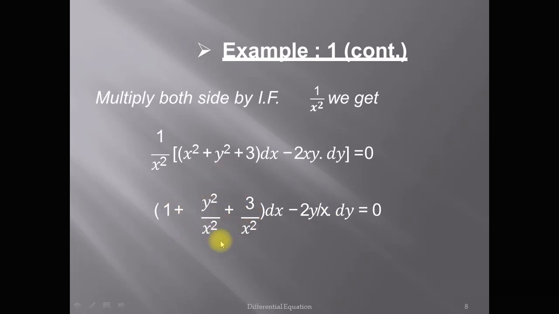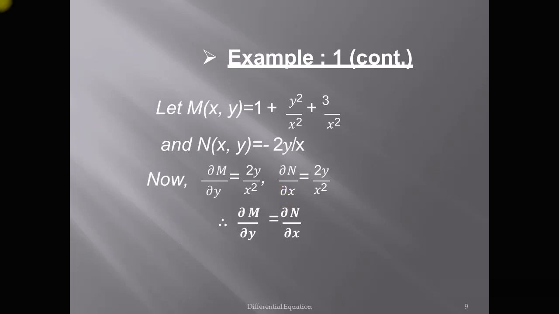Now again consider this is equal to m and this is equal to n to check whether this differential equation is now exact or not exact. The given differential equation was not exact, but after multiplying the integrating factor to the given differential equation, it definitely becomes an exact differential equation, and you can check it again. This is the new function m, 1 plus y square by x square plus 3 by x square, and this is the new function n, minus 2y divided by x.